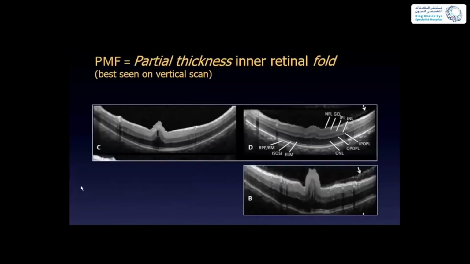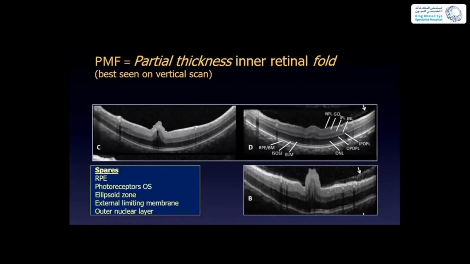And how do you differentiate them from macular edema? Well, you have to look carefully at the OCT. The PMF is actually a partial thickness retinal fold. It is not a diffuse thickening of the macula. It spares the retinal pigment epithelium, the photoreceptors, the ellipsoid zone, the external limiting membrane, and the outer nuclear layer. These are not involved in the fold, absolutely not. Here they are, not involved in the fold.